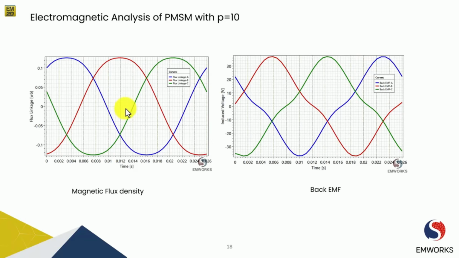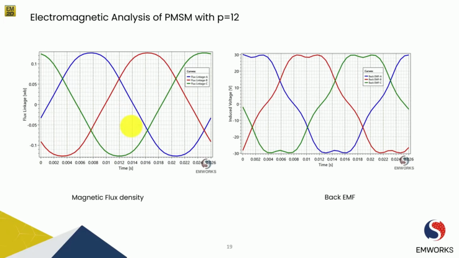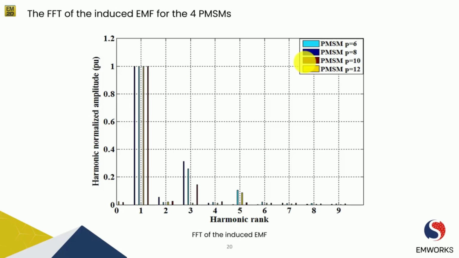And also we do see that the magnetic flux linkage now has a better sinusoidal shape, and that's a positive sign. And again, if we switch back to the pole pair of 12, we do see that the flux linkage has improved, but our back EMF is again deteriorating, and it has some third harmonic component now introduced in the model. So we computed the FFT analysis of the induced back EMF for all the four different designs.